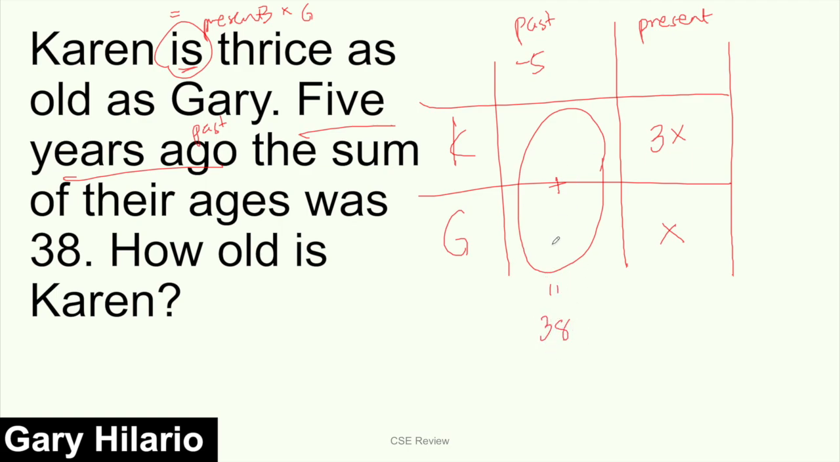Dito yon sa past. So, ang edad ni Karen, kung 5 years ago, is going to be 3x minus 5. Okay? Kasi pag nag-move ka to the past, nababawasan ang edad. Si Gary naman will be x minus 5. So, ang equation natin would be 3x minus 5 plus x minus 5 equals 38. And then we can just solve that. Okay? So, we combine the numbers muna. You have yung mga x, which is 3x plus x, and then you have minus 10. Kasi negative 5 plus negative 5 is minus 10 or negative 10. And you have 38 here.